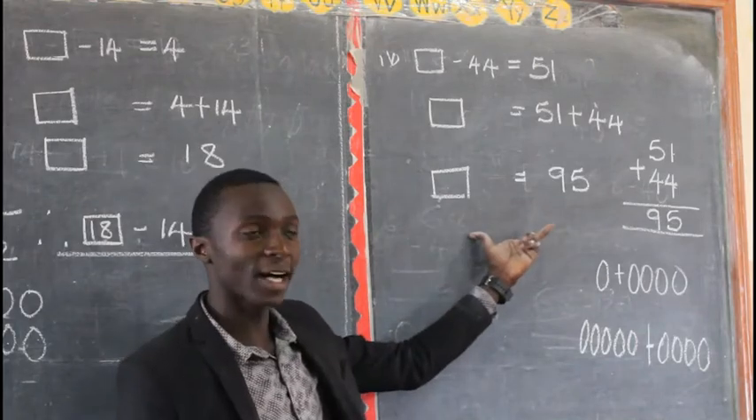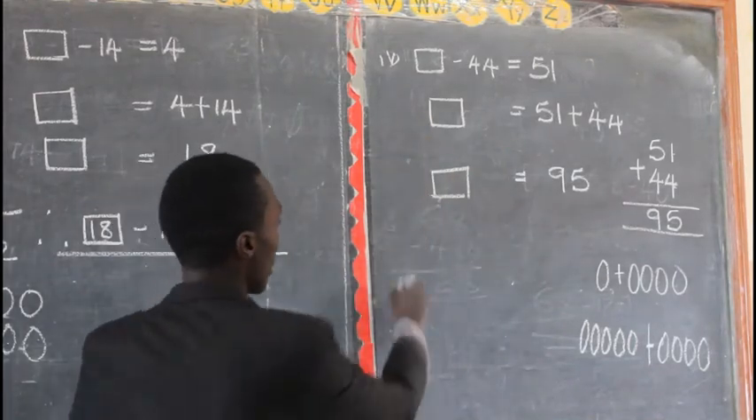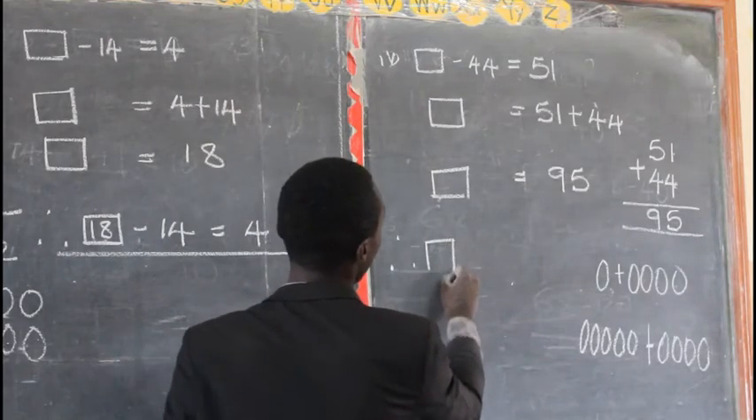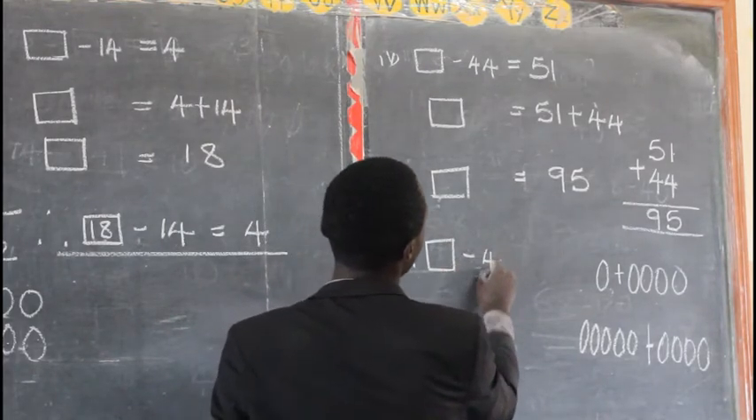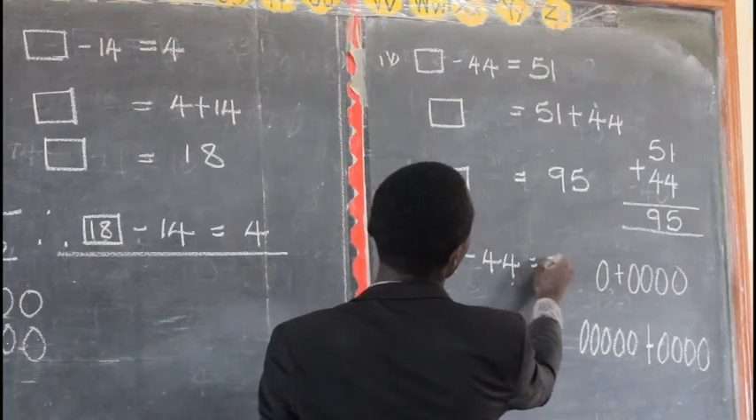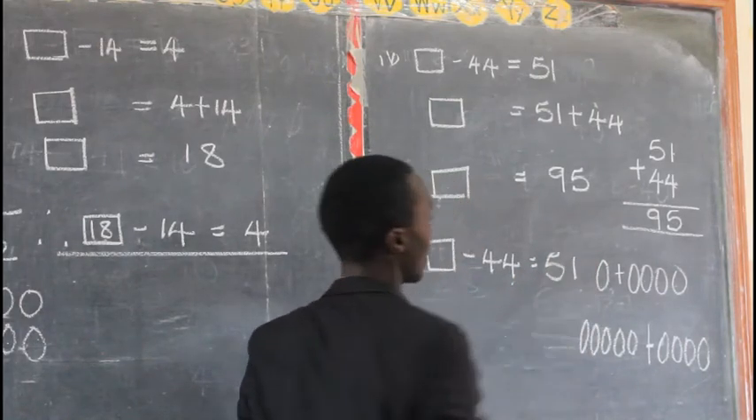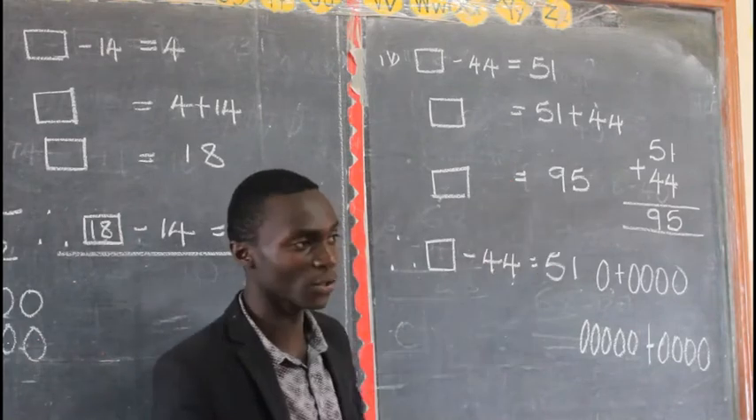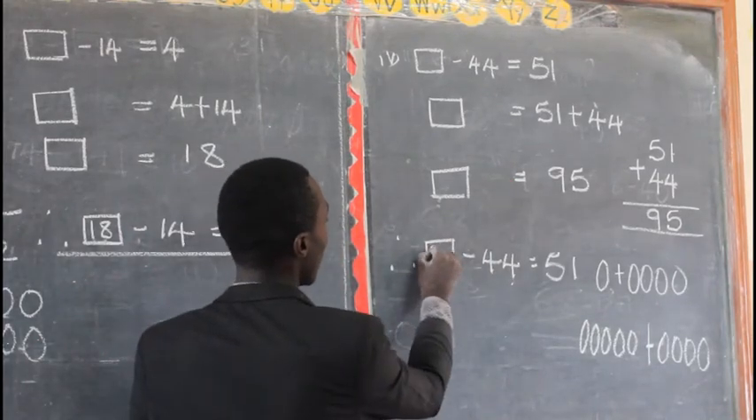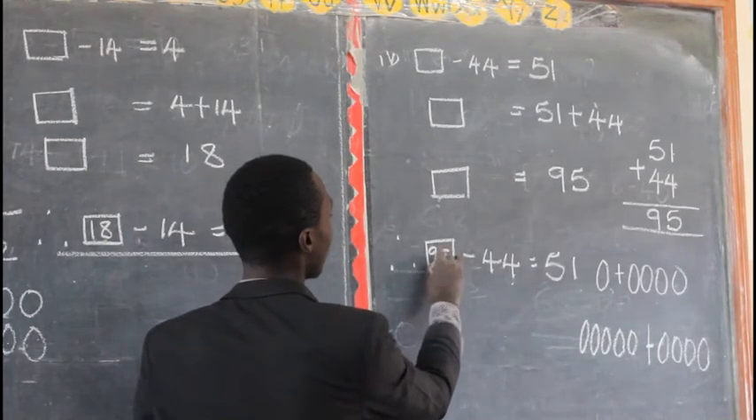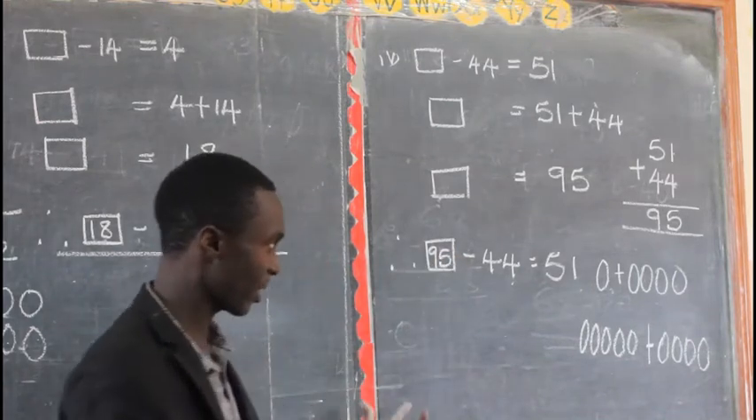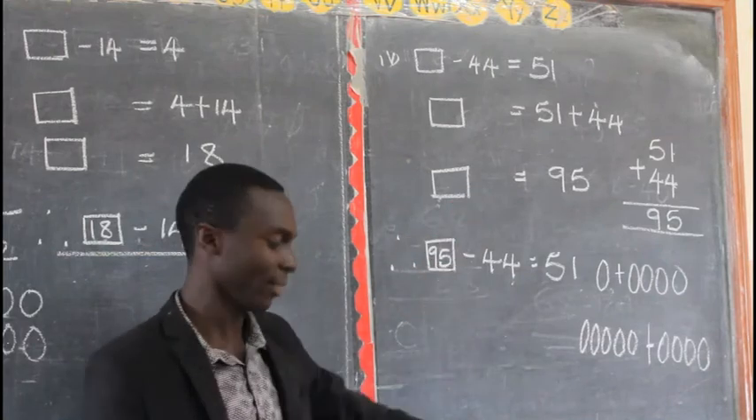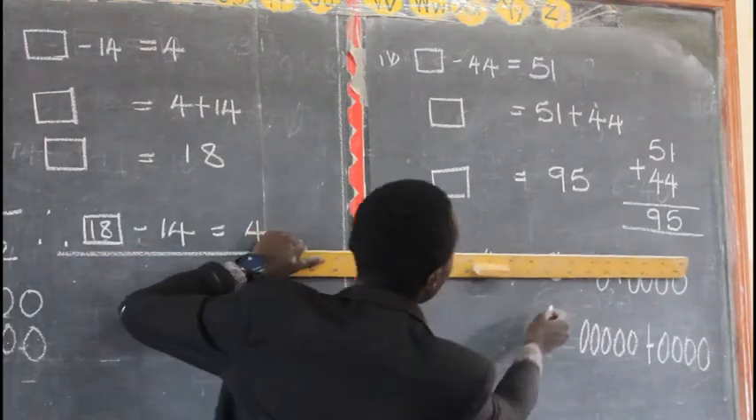Don't stop there. You come with your statement as it was at first by saying that a box minus 44 is equal to 51. What number is in the box? Since we say that our box is equal to 95, you will have to come and put 95 in your box properly. That's 95 minus 44, you get 51 as the answer.